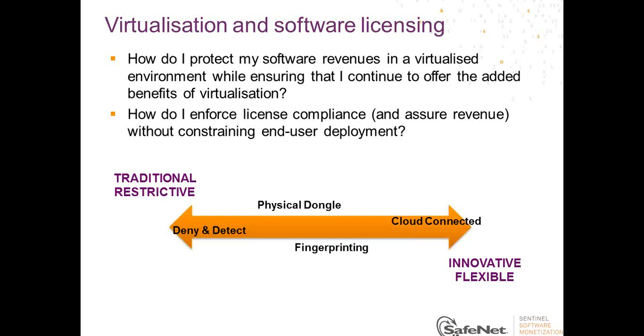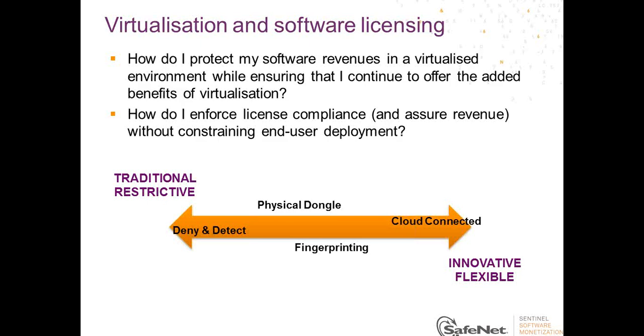When we look at virtual environments, there are pretty much only 4 options available to you. The first is detect and deny. This is where a virtual machine is detected by a software license, and it's then possible to set a policy as the ISV where you can simply deny access to the application, or run the application if it is found to be running on a virtual machine.